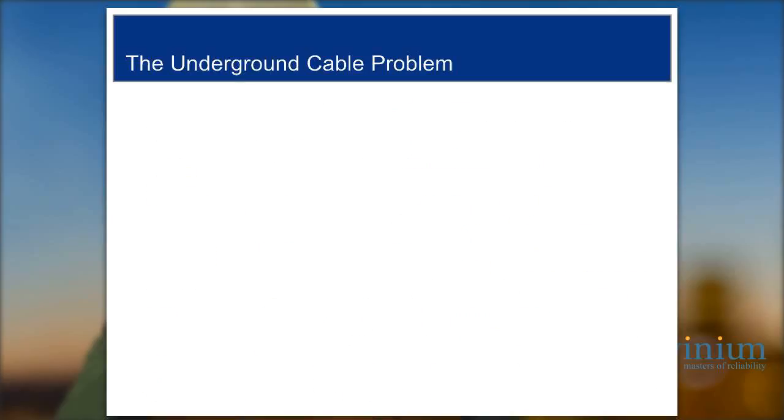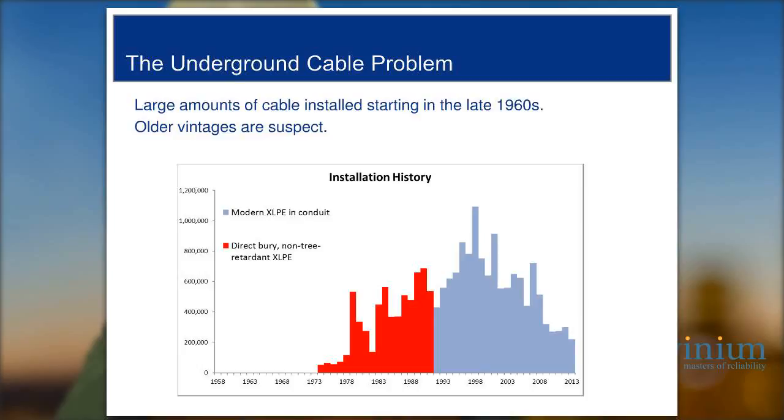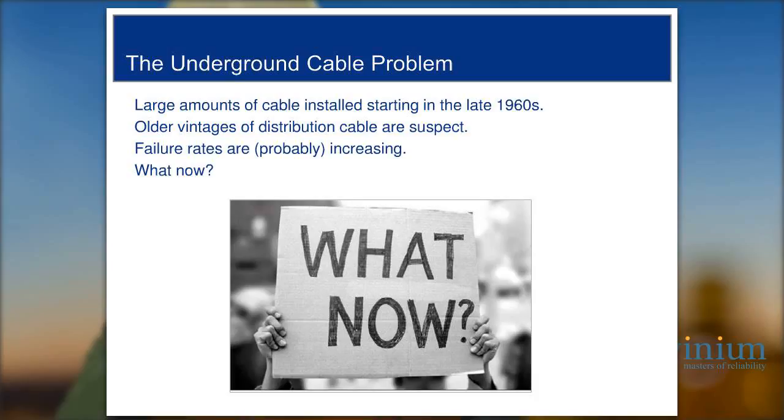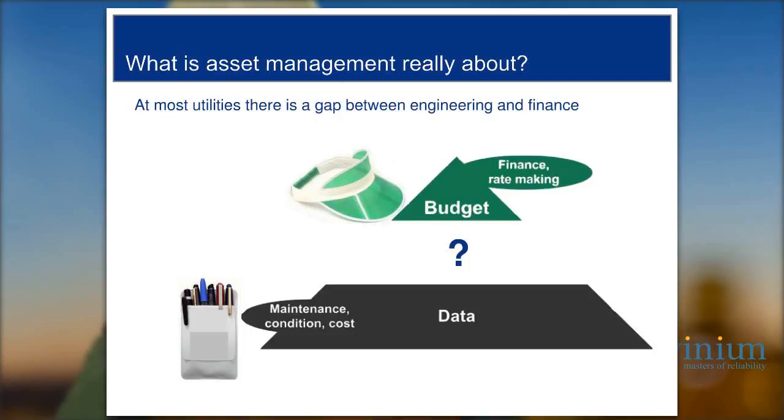So let's start at the very beginning and frame up the problem that utilities with underground cable are facing. And this is very common, and that is that large amounts of cable were installed starting maybe in the late 1960s, and that the older vintages of that cable, especially the older style XLPE cable, is suspect. So many utilities are seeing the rate of faults increase over time, and there's a concern that this trend will continue and will affect reliability. The question is, given that that's the case, now what? What can be done about that, and what should be done about that? And that's where this cable evaluation approach that we're going to talk about comes into play.